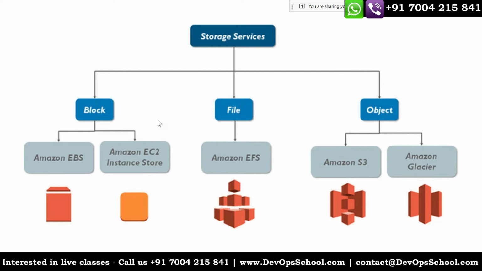Object storage, we have options like S3 and Glacier and all. So what is object storage? Object storage is like your Google Drive. Okay, Google Drive is your object storage. So Google Drive, any files or folders you have, you can access through HTTP, correct? All of you? HTTP, you can use that, right? Correct now?